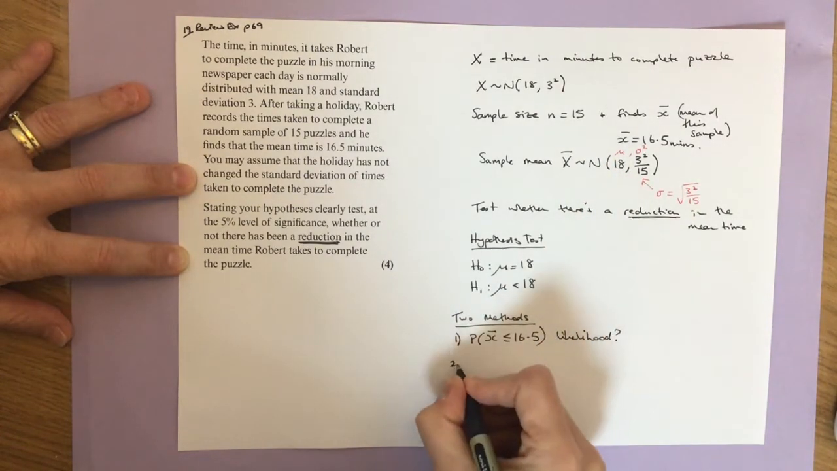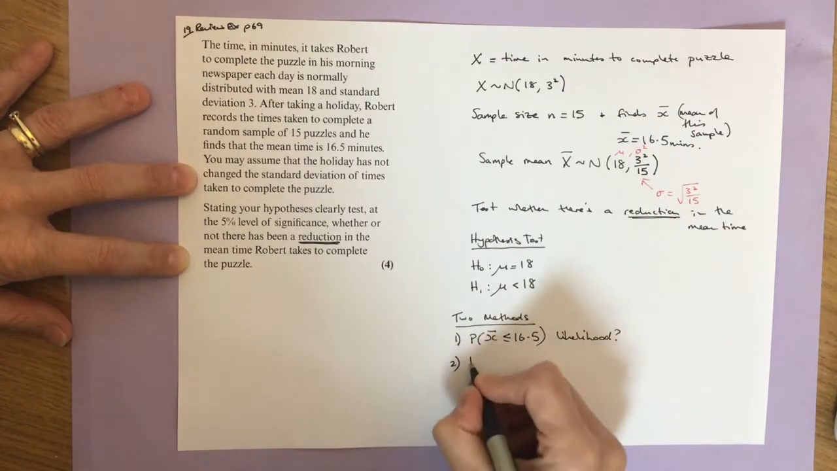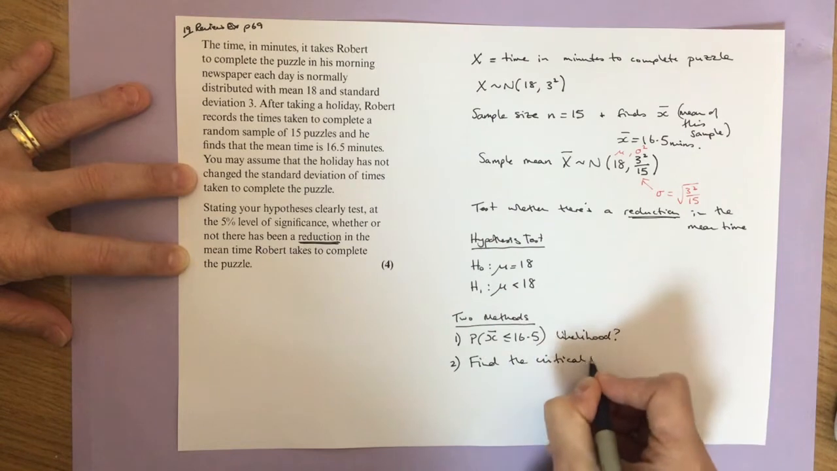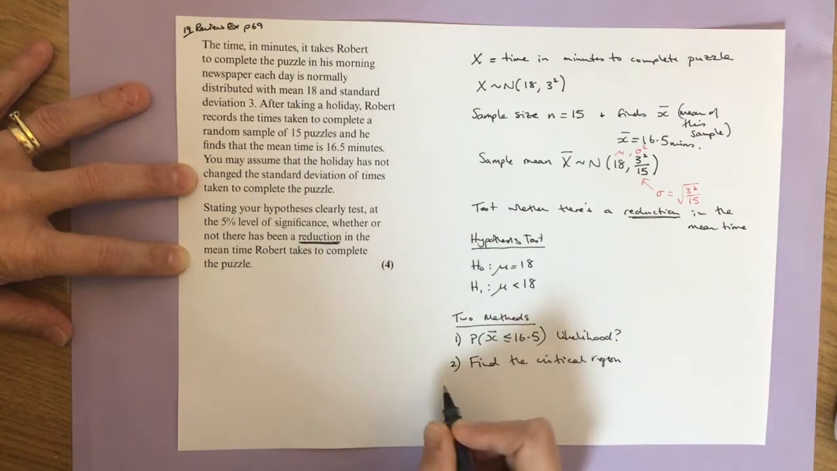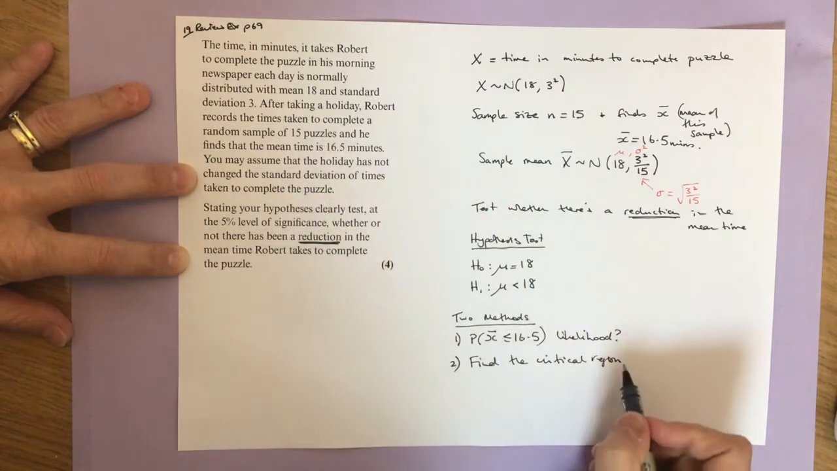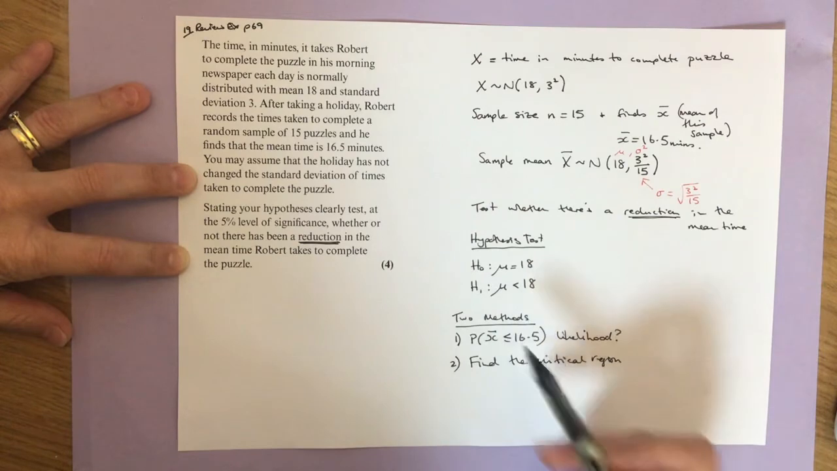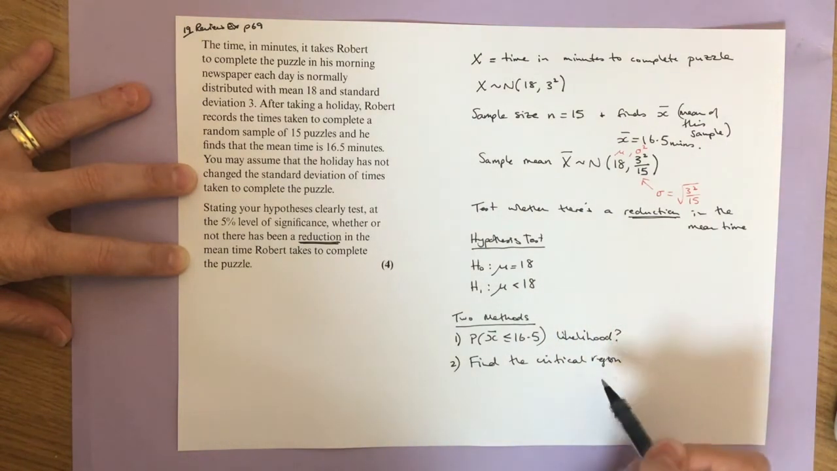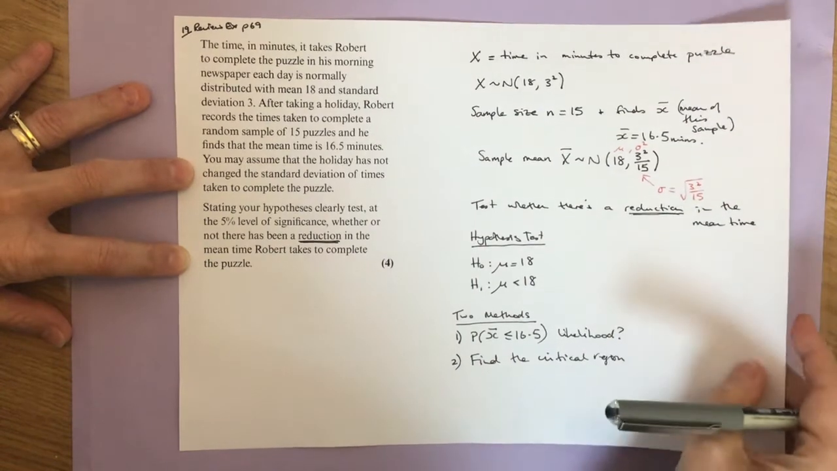And then the second way that we're going to do it, we're going to have a look at finding the critical region and then see whether our 16.5 here is within the critical region, and then that gives us evidence to reject H0 and to accept H1, that there has been a change. So they're the two different methods that we're going to use. Okay, I'm just going to get a clean sheet of paper.